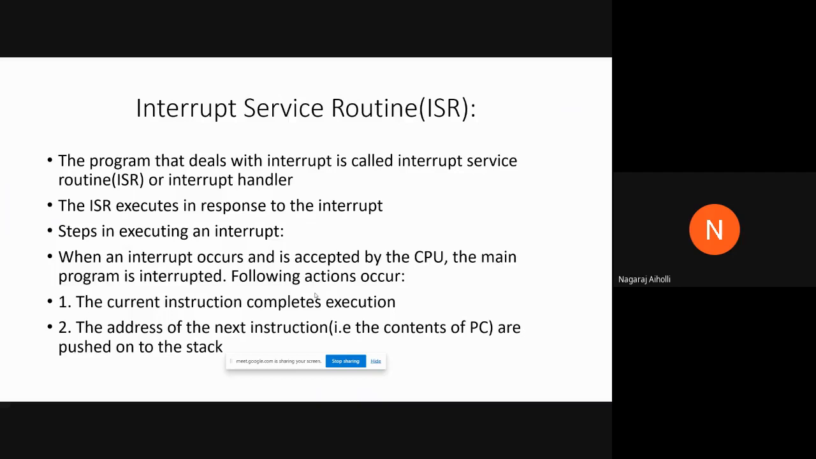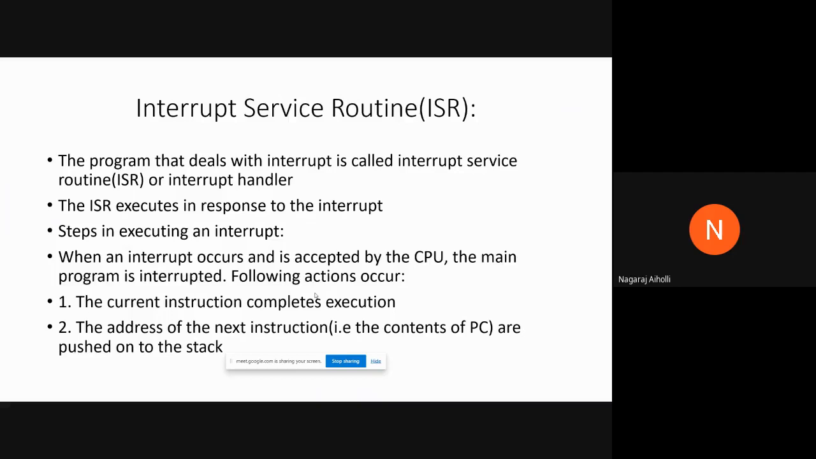That is, whatever memory location is stored into the stack memory will be loaded into the program counter, and the execution starts from the next instruction in the main program. Okay, and the main program executes up till completion. This is how there are certain steps in executing the interrupt service routine, or the ISR.